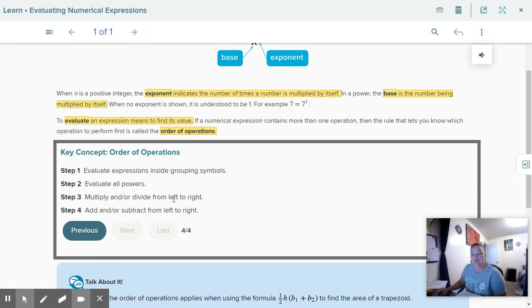Step 3, multiply and or divide from left to right. Notice that it says and or. When you work left to right, whichever one you come to first, that's the one that you do. You don't necessarily have to do all the multiplication first and then all the division. Just as you come to them, start doing them. And then step 4, add and or subtract from left to right. Same thing, whichever one you come to first, that's the one you do, whether it's subtraction or addition.